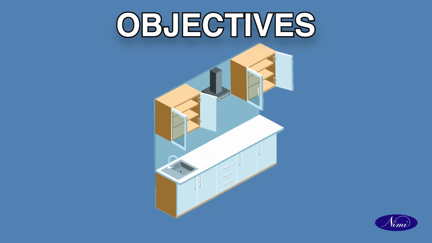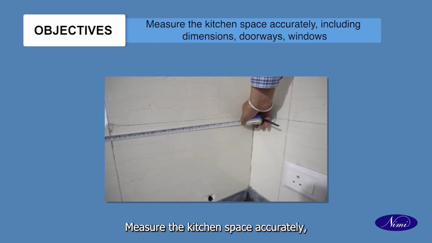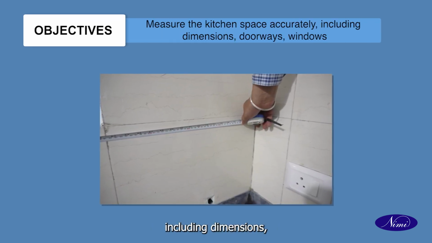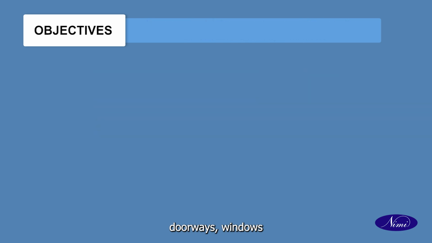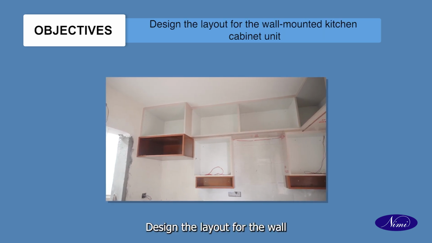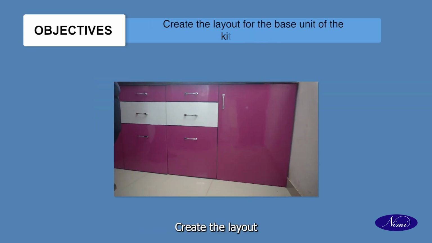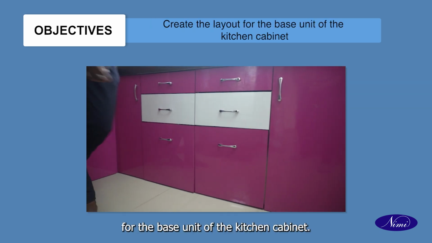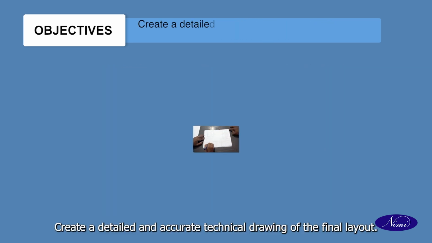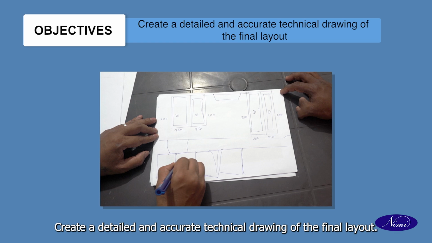pleasing design. By the end of this course, you will be able to measure the kitchen space accurately, including dimensions, doorways, windows. Develop a preliminary sketch or draft of the kitchen layout. Design the layout for the wall-mounted kitchen cabinet unit. Create the layout for the base unit of the kitchen cabinet. Create a detailed and accurate technical drawing of the final layout.